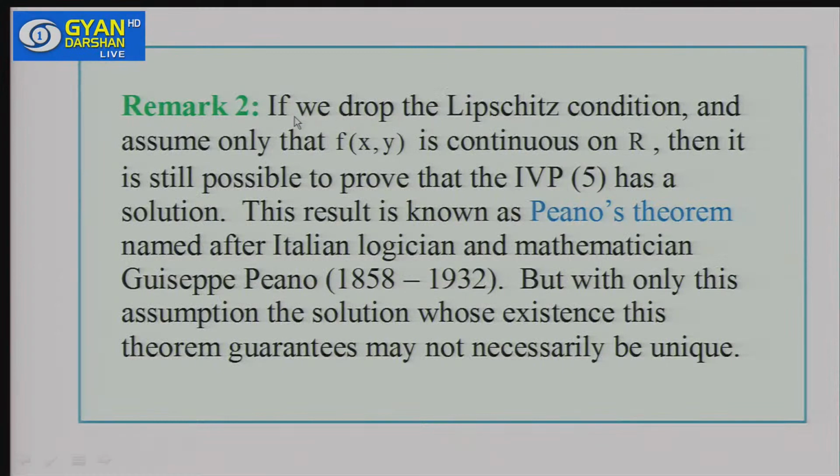Let's see what will happen if we drop the Lipschitz condition and assume only that f of x, y is continuous. Then the solution will still exist, but uniqueness will not be guaranteed. This result is known as Peano's theorem, after the Italian logician and mathematician Peano. With only this assumption, the existence of a solution is guaranteed but it is not unique. Our theorem has two conditions: f has to be continuous and del f del y also has to be continuous. Now if you drop the second condition, then the solution will still exist, but there is no guarantee of uniqueness.